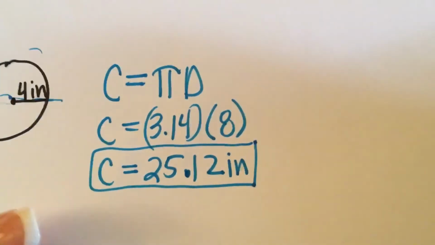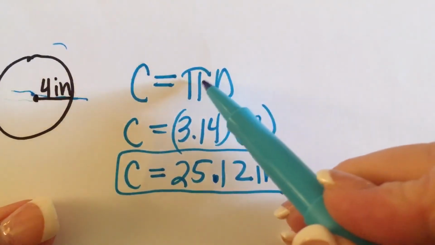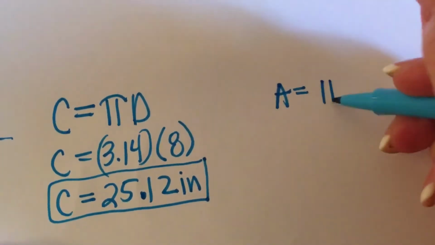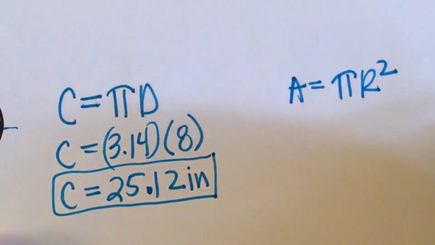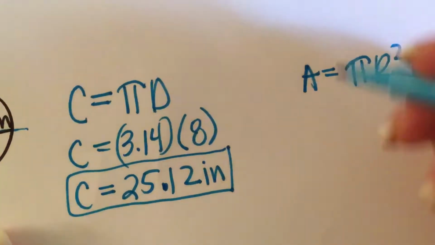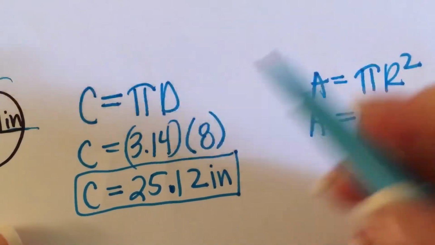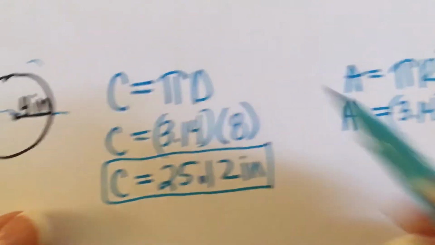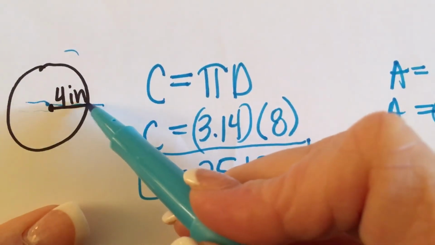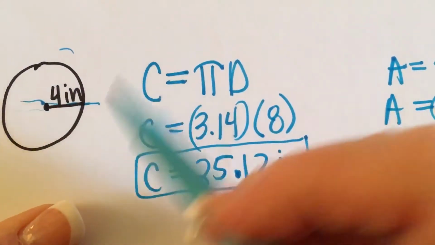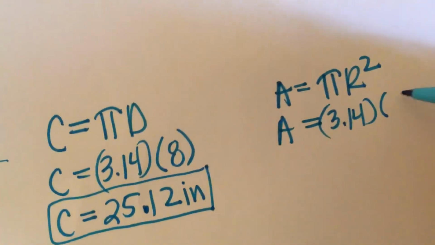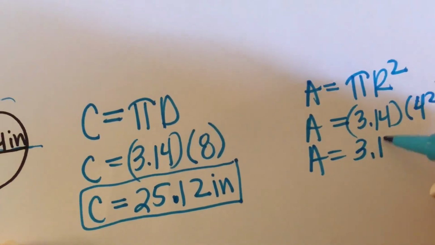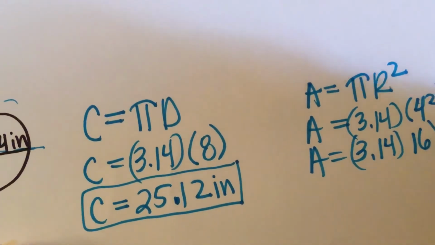Let's move along and do area for this one. So cherry pies are delicious. Apple pies are 2. So area equals pi, 3.14. The radius is half of the diameter. So it's 4. It's labeled here as 4. So 4 squared. Area equals 3.14 times 16.